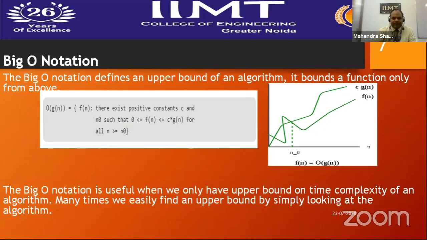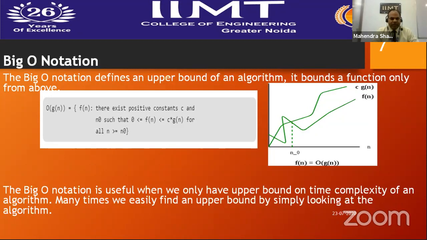Big O notation. Big O notation defines an upper bound of an algorithm. The definition says: f of n equals order of g of n if there exist positive constants c and n0 such that f(n) is greater than or equal to 0 and less than or equal to c times g(n) for all n greater than or equal to n0.